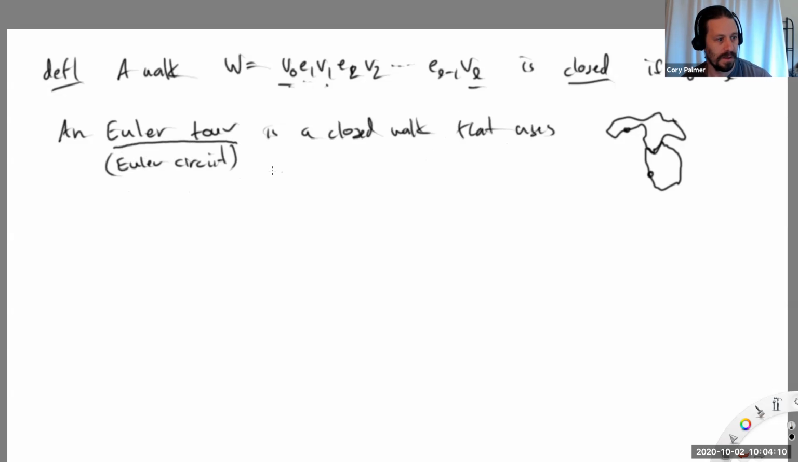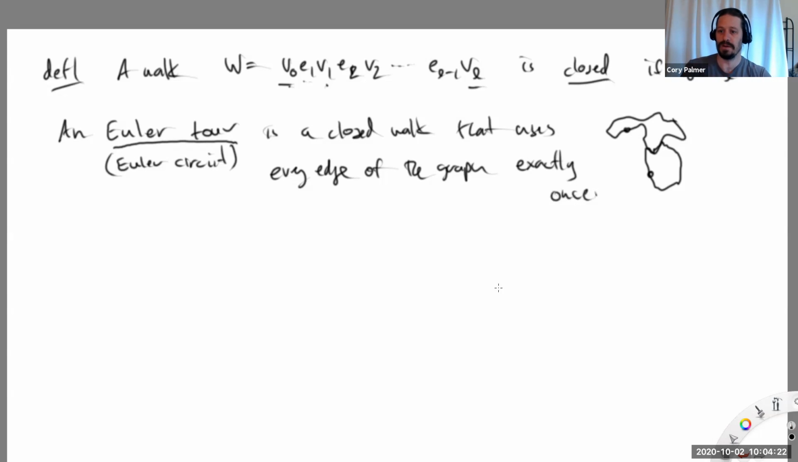Uses every edge of the graph exactly once. Okay, so each edge is visited, but not again. Just one time exactly. And some graphs have Eulerian tours and some don't. Let me just give two examples here real quick.